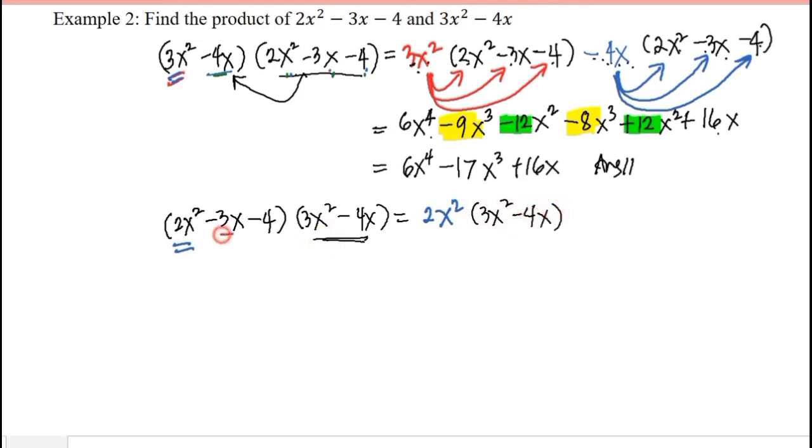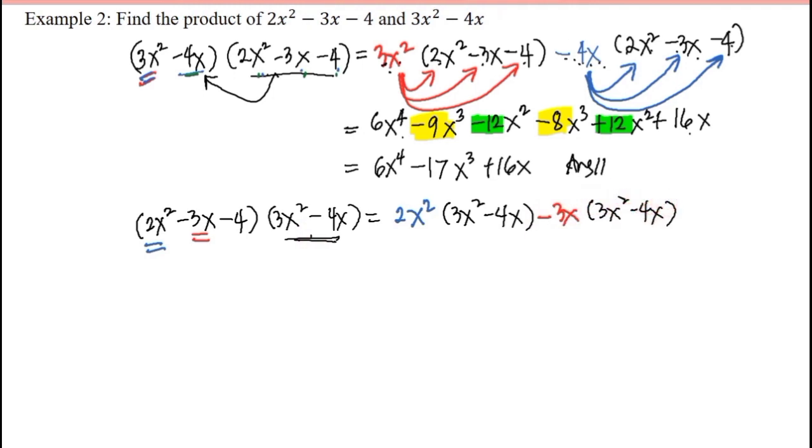For the second term, that's negative 3x. We multiply it here, 3x squared minus 4x. And for the third term, we have here negative 4, so that's negative 4 times 3x squared minus 4x. These three are multiplied here one by one. So here we have 2 times 3, that's 6. x squared times x squared is x to the fourth.